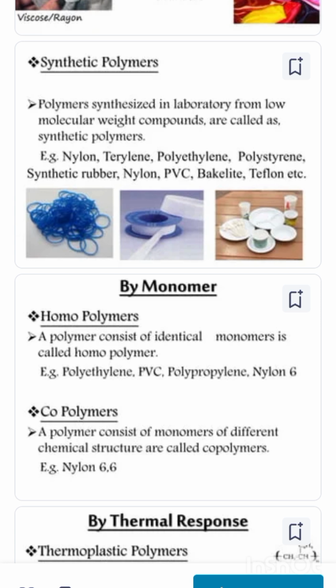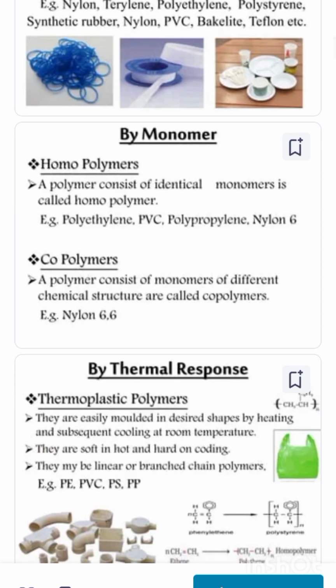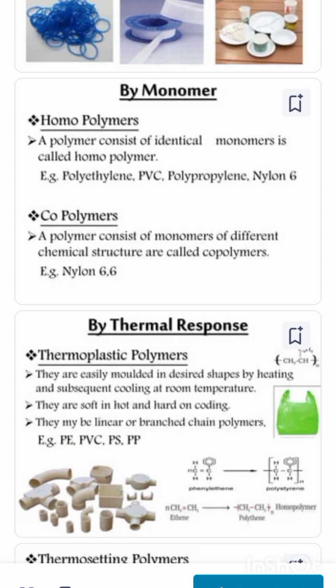By monomer, homopolymers. A polymer consisting of identical monomers is called a homopolymer. Example, polythene, PVC, polypropylene, nylon 6. Copolymers. A polymer consisting of monomers of different chemical structure is called a copolymer. Example, nylon 6,6.